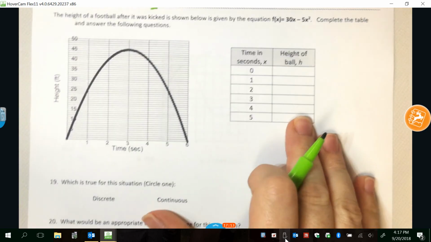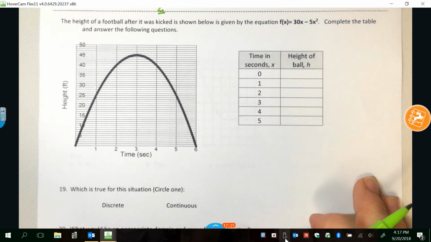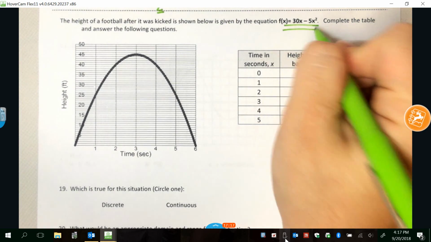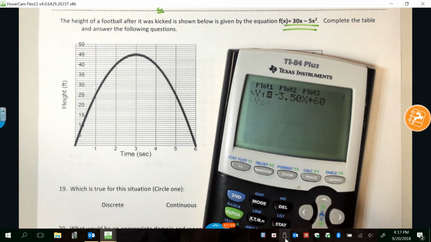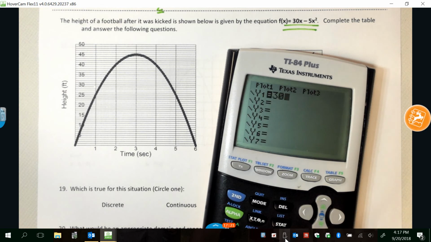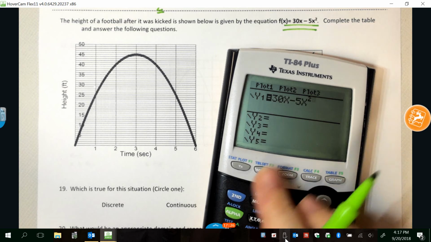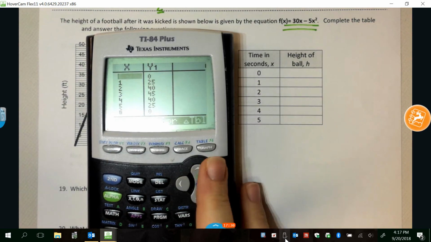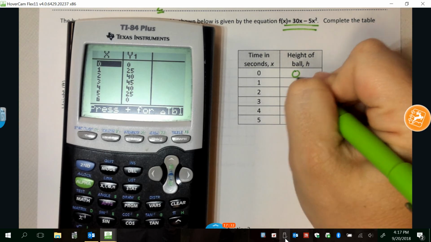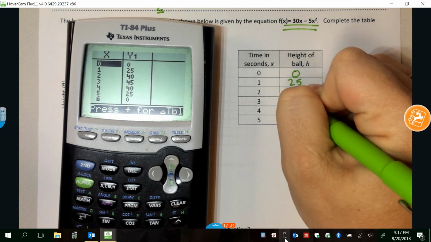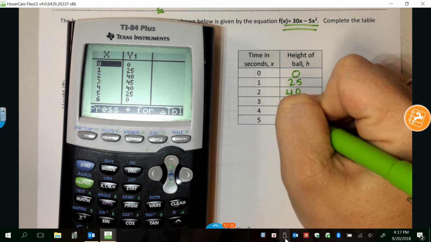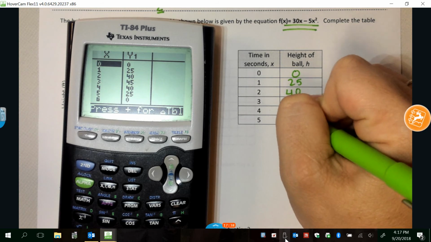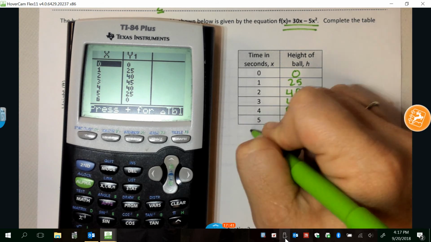Let's look down now at 19 and 20. The cool thing about this one is it gives us the graph, but it also gives us the equation. Always pay attention to what it gives you. So we're going to type that in: 30x minus 5x to the second power, sorry. And we're going to fill in our table. So 0 is 0, 1 is 25, 40, 45, 40, sorry, 25, and then our 6 is actually our 0.